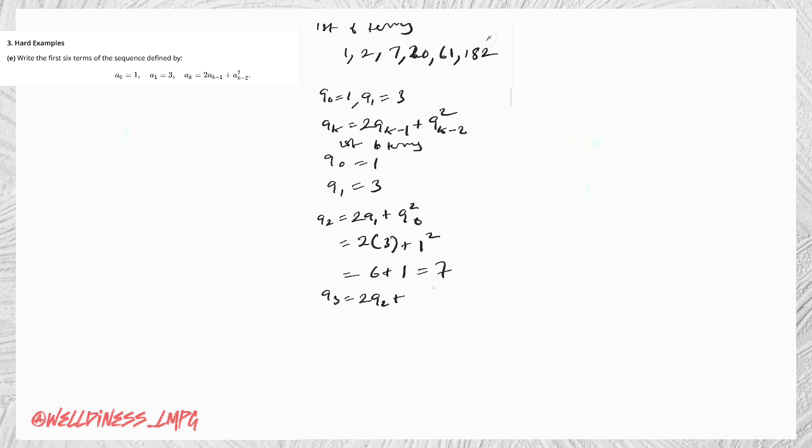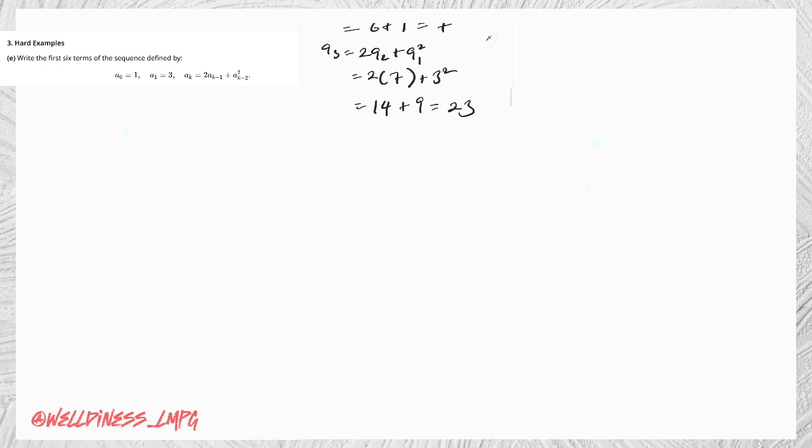Now, our A3 is equal to 2 times A(3 minus 1), which will give you 2A2, plus A squared (3 minus 2), which is A1 squared. So that will leave us with 2 times A2, which we got as 7, which is 2 times 7. And we know our A1 is equal to 3, so it will be 3 squared. So 2 times 7 will give you 14, and 3 squared will give you 9. So 14 plus 9 will give you 23.